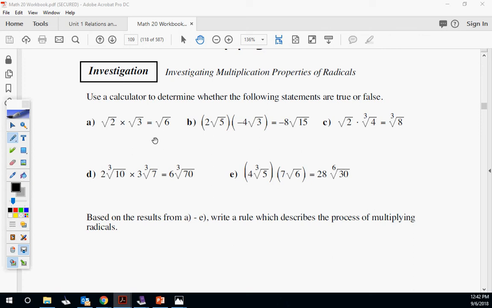Less than 3, multiplying radicals. That's the standard we're trying to accomplish. We'll be able to multiply radicals after this.